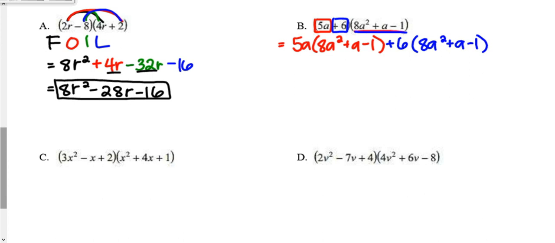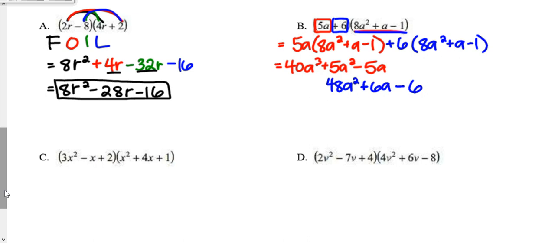Okay, so then I'm going to actually distribute. So that would be 5, nope, that would be 40a to the third plus 5a squared minus 5a. And now I just want to show you another strategy that you can use. When I go into this second distribution with the 6, the first distribution is 6 times 8a squared, which would be 48a squared. And I'm going to actually write that right here, so it's stacked right below the previous a squared term. And then 6 times a is 6a, and 6 times negative 1 is negative 6.